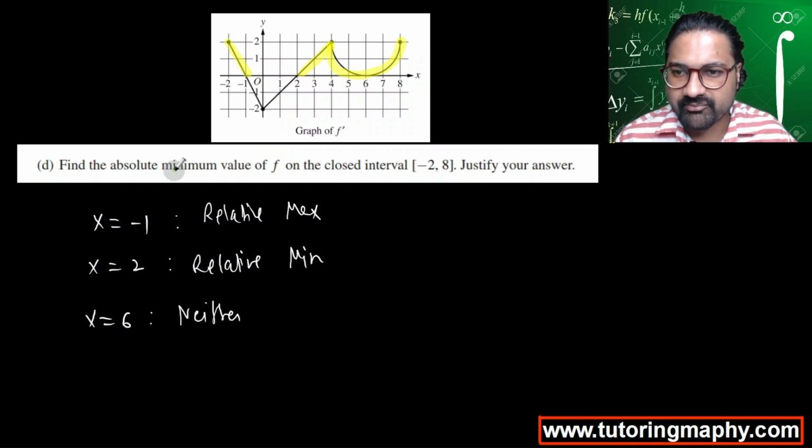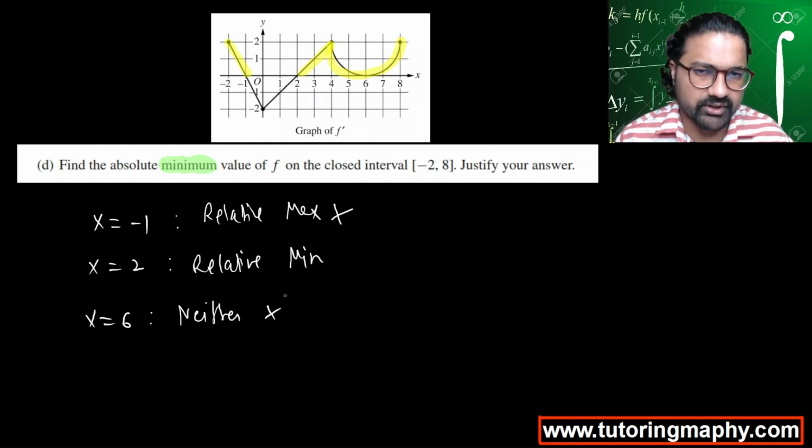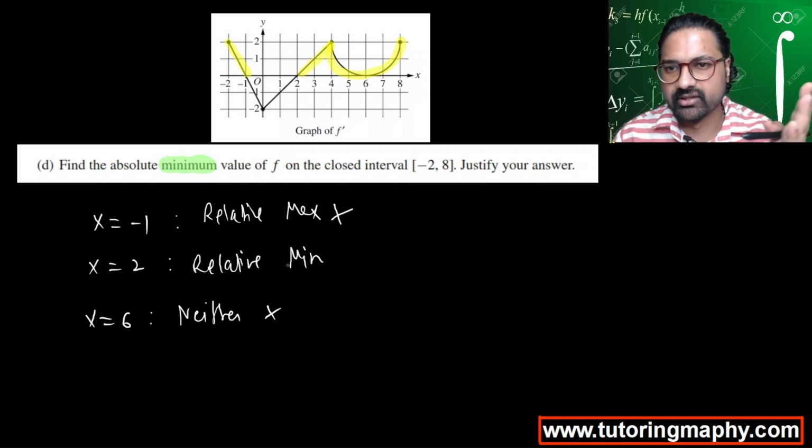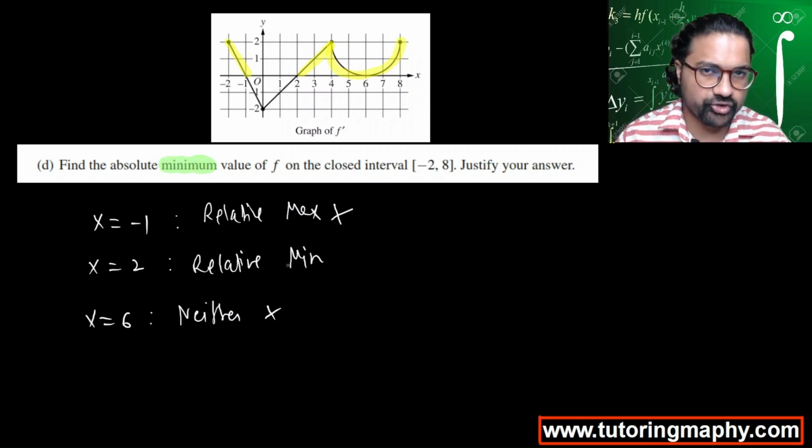I'm interested in absolute min. So obviously, absolute min would be at the points of local min or relative min, or the extremas. So the relative max and neither are just ruled out. It cannot happen at these points. And then at the terminal. So terminal is just either -2 or it should be 8.